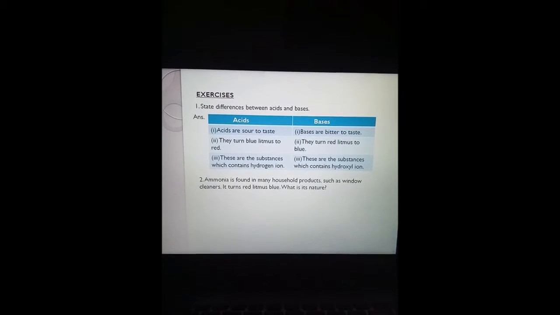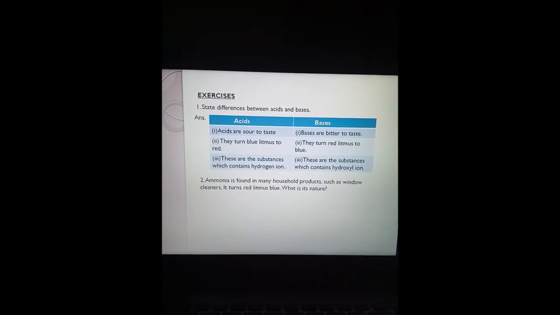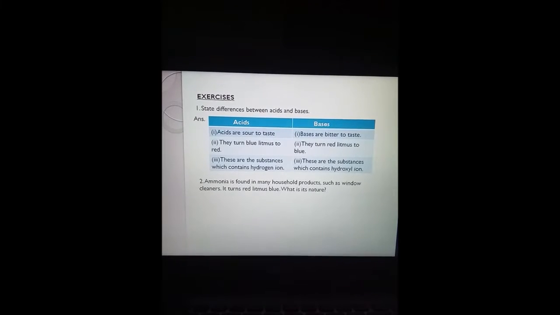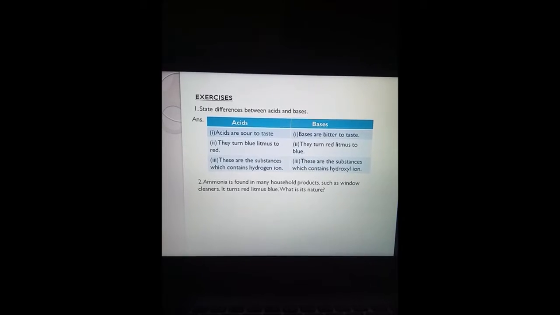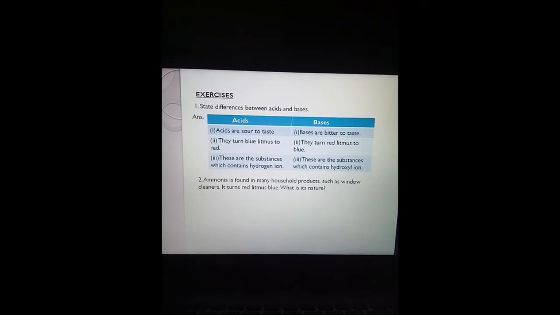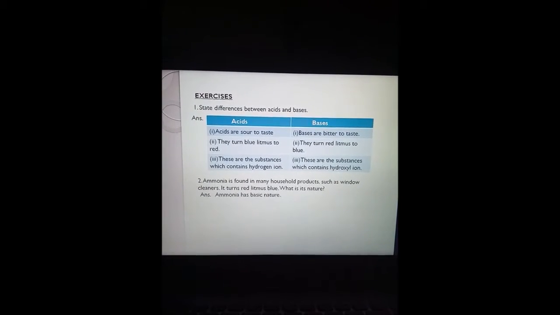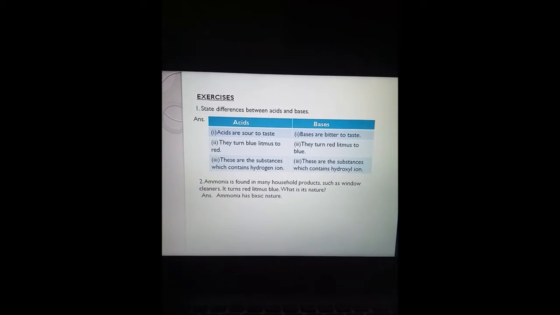Next question is, ammonia is found in many household products such as window cleaners. It turns red litmus blue. What is its nature? The answer lies in the question itself. As it turns red litmus to blue, ammonia is basic in nature. Therefore, the answer is ammonia has basic nature.